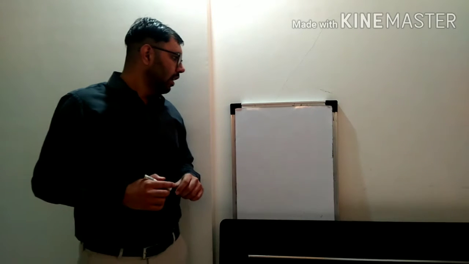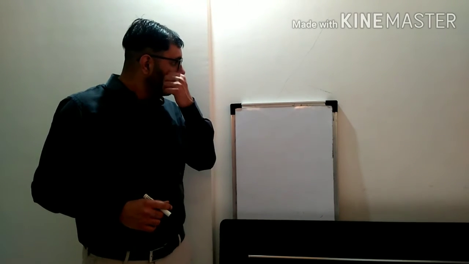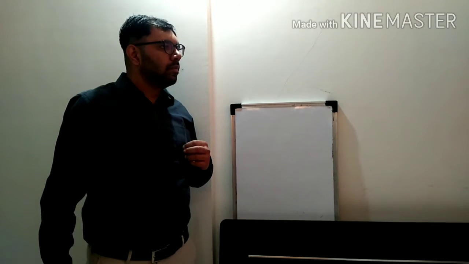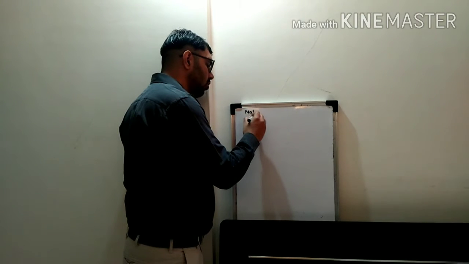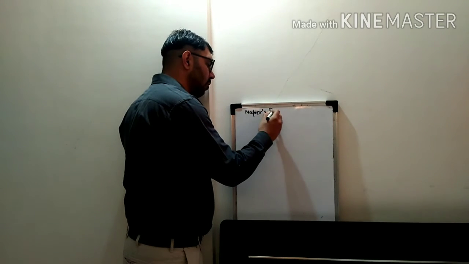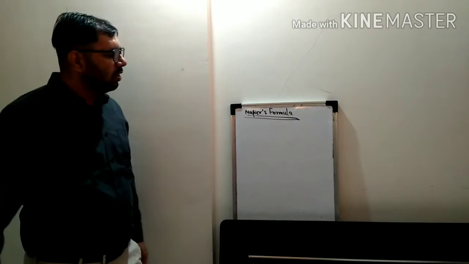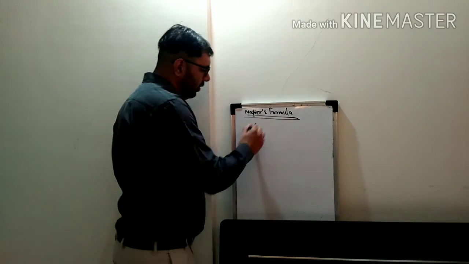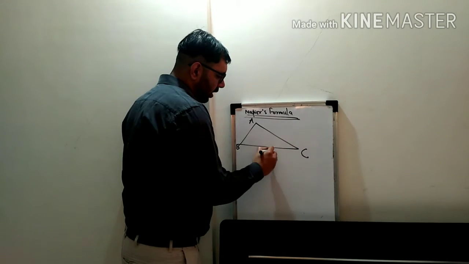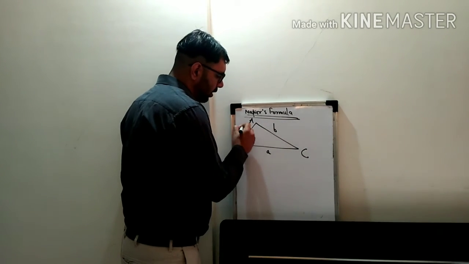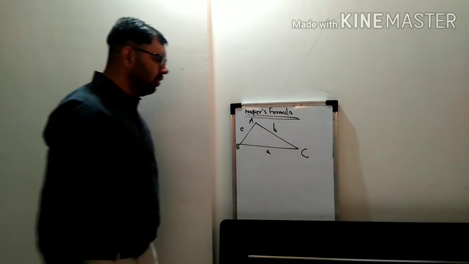Now continuing ahead, I told you about the sine rule, the cosine rule, and the projection rule. Then comes Napier's analogy. Napier's formula is also one of the important formulas when we discuss rules of solution of triangles. Suppose we have a triangle ABC, where small a is opposite to capital A, small b is opposite to capital B, and small c is opposite to capital C. These are the standard notations.